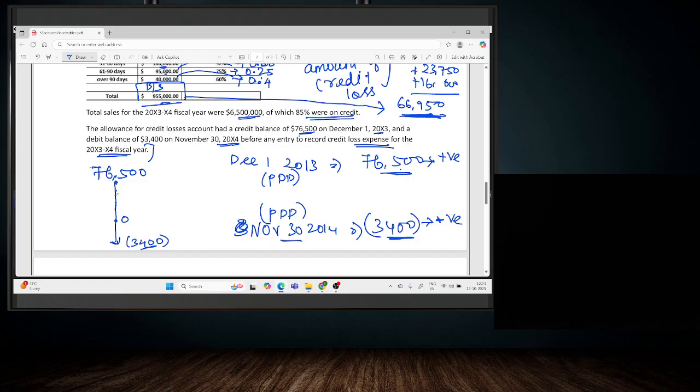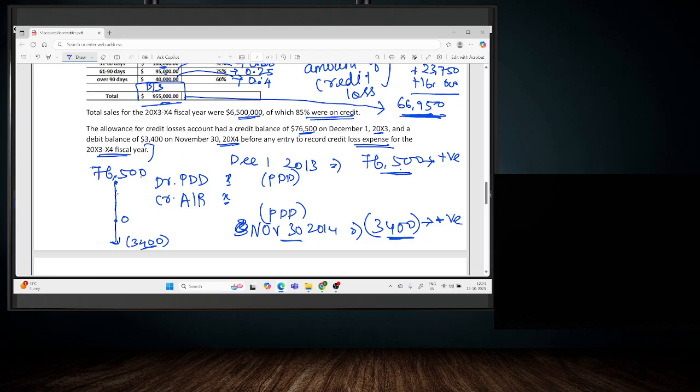What happened in between? That is what we need to understand. First, when will the provision for doubtful debt account reduce? Here it has reduced from positive 76,500 to negative 3,400. Generally, when will the provision for doubtful debt account decrease? When accounts are written off. What is the journal entry for write-off? Debit, provision for doubtful debts. Credit, accounts receivable. So by some X amount, we don't know how many rupees, we reduced the provision for doubtful debts. So it reduced from positive 76,500 to negative 3,400.